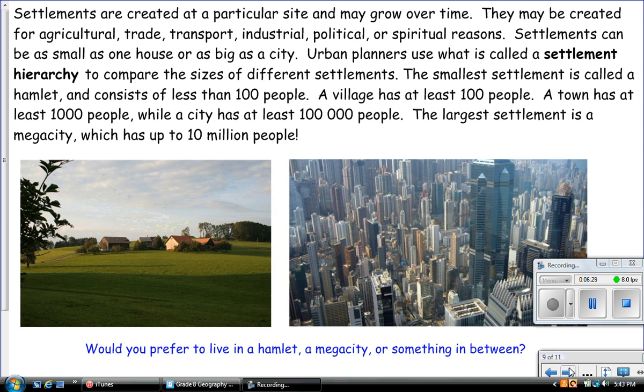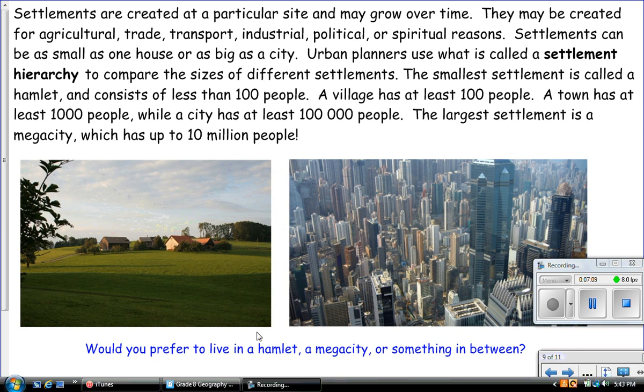Urban planners use what is called a settlement hierarchy to compare the sizes of different settlements. The smallest settlement is called a hamlet and consists of less than 100 people. We can see a hamlet in this picture here on your left. A village has at least 100 people. A town has at least 1,000 people, while a city has at least 100,000 people. The largest settlement is a megacity, which has up to 10 million people. Here's a pretty good example of a megacity on your right.